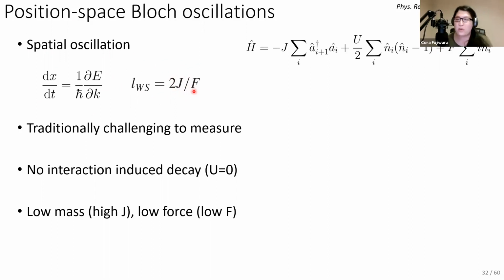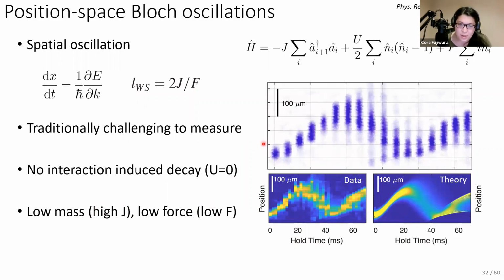And as I mentioned, these are traditionally challenging to measure in a condensed matter lab. But what's great about cold atoms in optical lattices is I can just get rid of all interactions. Great, don't have to worry about this term, awesome. And I can also tune this tunneling rate to be very high and apply a very low force. And so we can just go ahead and see this in the lab. So these are the position space Bloch oscillations.